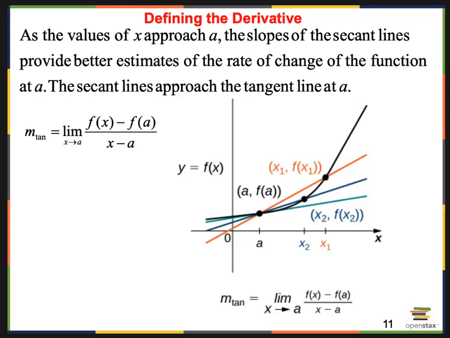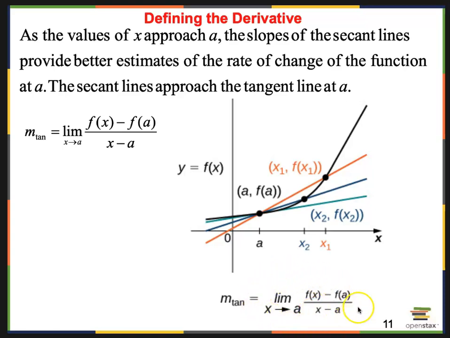So as the values of x approach a, the slopes of the secant lines provide better estimates of the rate of change of the function at a. The secant lines approach the tangent line at a. So again, the closer and closer the secant line gets to a, the closer and closer it gets to the tangent line. If it's coming from this direction, you can see as it comes closer and closer, it becomes the tangent line as it gets to a.